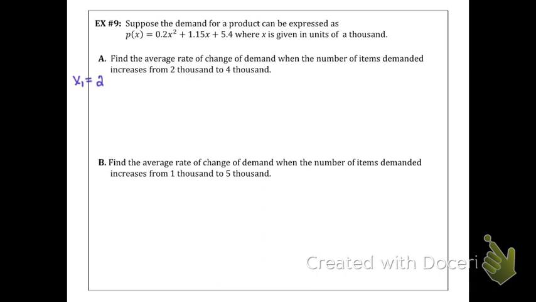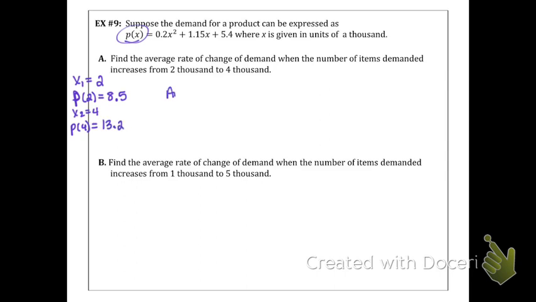All right, so we know our X1, we're going from 2 to 4,000. So X1 is 2. And so we can find P of 2. I just worked that out, typing it in my calculator, and I find P of 2 is 8.5. I know X2 is going to be 4. Sorry, this should be P because my function is P of X. And so P of 4. I type 4 into that, and I find it's 13.2.